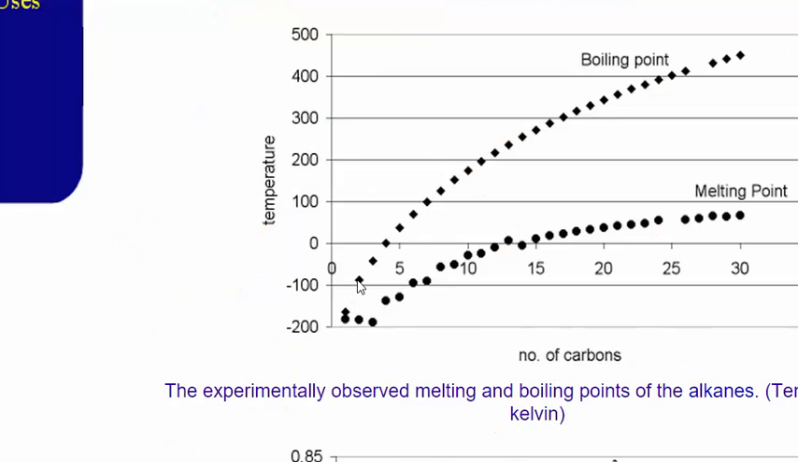Okay. So, let's go back there. Notice now, in this table, if I've got 3 carbons, I'm at about negative 40 degrees. You see?